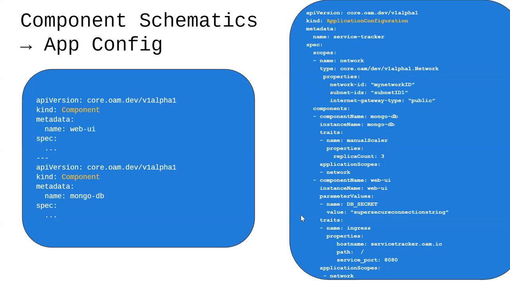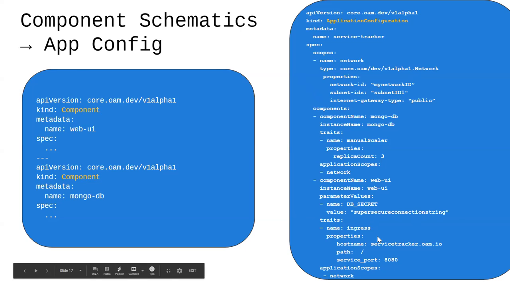For web UI, we've filled out that parameter there. So our DB secret that we had left just as a parameter, this is where we're actually providing the string. And we've also added an ingress trait to allow traffic to flow in to that front end, and also made sure that it was applied in the same network scope.